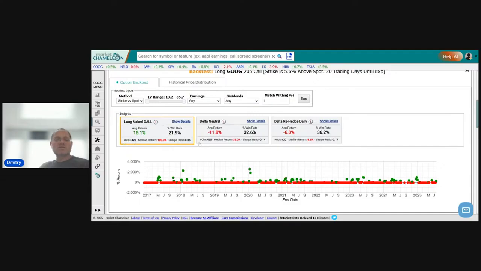So these are the stats, the 420 observations. If we look at all 420, the average return was 15% with a win rate of 21, 22. And these are the observations. So here, if you hover over them, a lot of them lost 100% of their value. So whatever it was, $2, $3, $1, whatever it was at the start, we lost 100%.